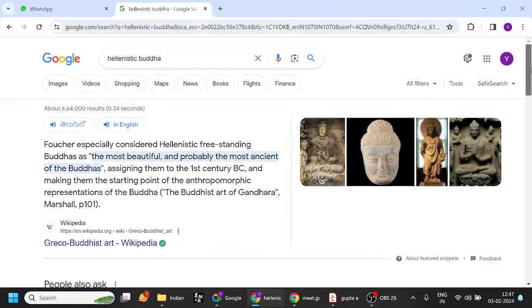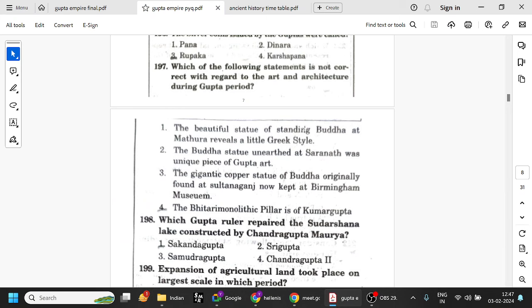Buddha means you have Amaravati style, which is in Maharashtra and Andhra Pradesh, etc. There are several styles. So when you say Greek style, you have that particular one. The Buddha statue unearthed at Sarnath was a unique piece of Gupta art. So it is fine. This is the correct statement. We have already seen that Buddha statue. The gigantic copper statue of Buddha originally found at Sultanganj, now kept at Birmingham. Basically, it's in UK. Birmingham Museum is very famous, and they contain artifacts from all over the world. Because at that time, British conquered almost all of the world, right? So they took away all the important pieces and displayed at Birmingham Museum.